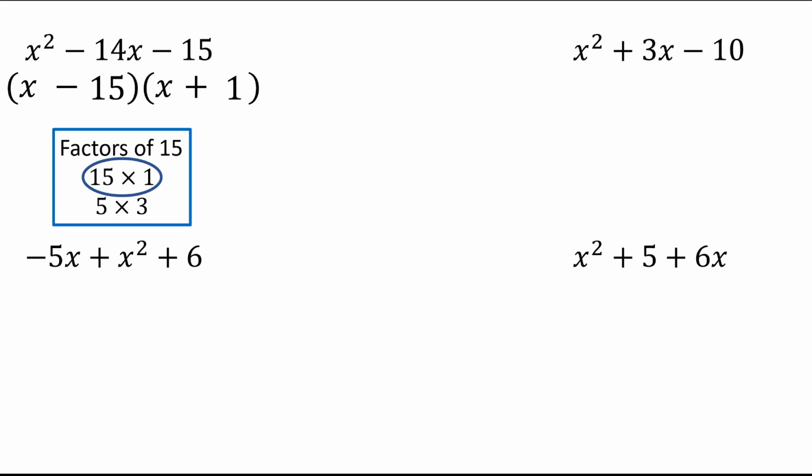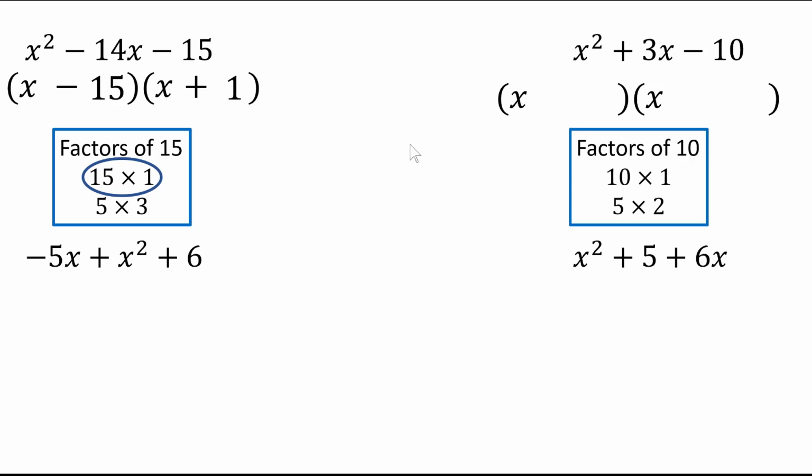we start out by writing, sorry about that, let's see. We start out by making two sets of parentheses, and we put x at the beginning of each one because that's going to be the first thing you multiply. x times x is x squared. All right, now we're looking for two numbers that are factors of 10. So we're going to look at the factors of 10. They are 10 and 1 or 5 and 2.